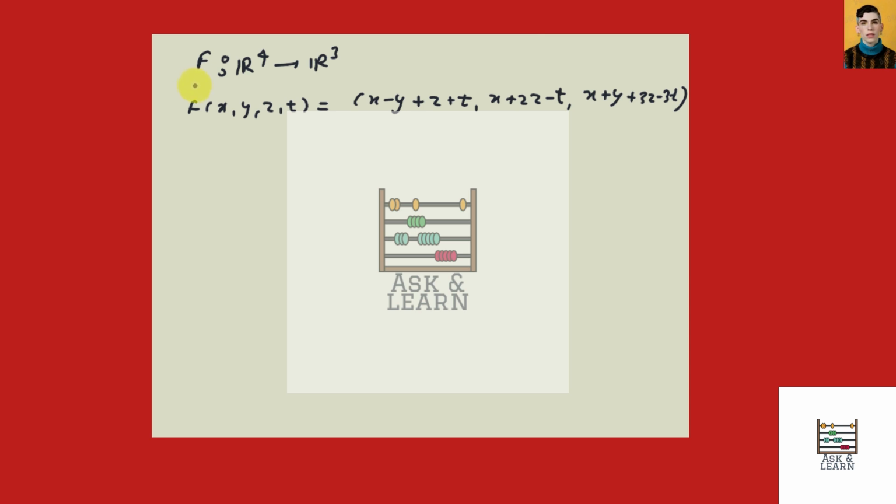In this question, we are given a linear mapping f from R^4 to R^3, where f(x, y, z, t) is (x - y + z + t, x + 2z - t, x + y + 3z - 3t). Note that it can be written as f(x, y, z, t) = (x - y + z + t, x + 2z - t, x + y + 3z - 3t).